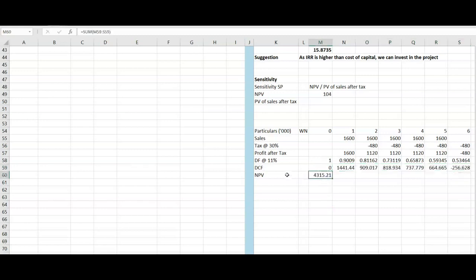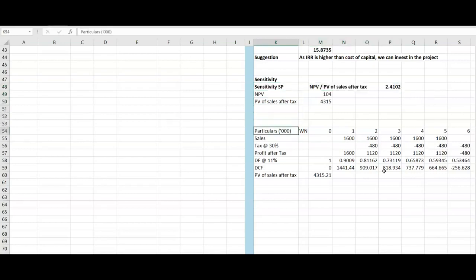The answer comes to NPV of, so we can't say that as NPV, that is the present value of sales after tax. So we got this number. We'll just type the number here, 4315. Okay, so what is our sensitivity? Our sensitivity will be, numerator is 104 NPV divided by 4315, our present value of sales, into 100. That will give us a percentage number. So 2.4 is the percentage. So this is our answer.